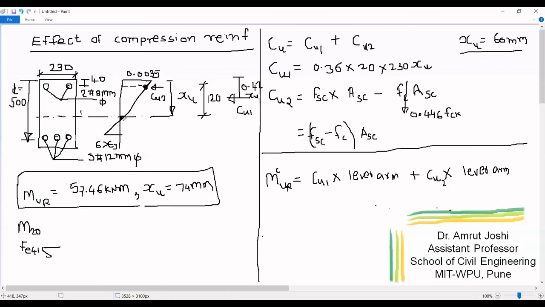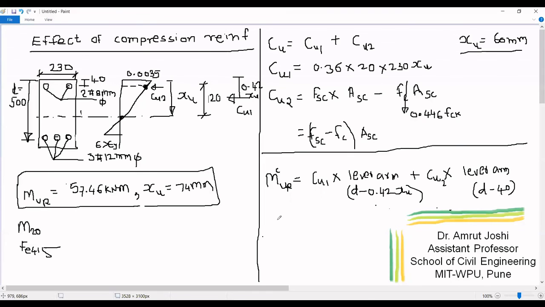However, the tensile resistance to both Cu1 and Cu2 is provided at the level D from extreme compression fiber. Therefore, lever arm with Cu1 will be equal to D minus 0.42 XU, whereas lever arm with Cu2 will be equal to D minus 40 mm.